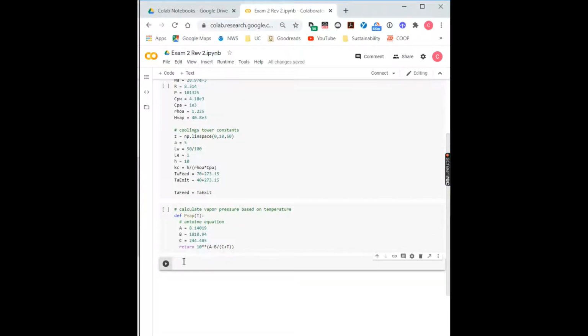Now that we have a formula for vapor pressure, we can define an equation to solve for the change in air temperature, change in water temperature, and mole fraction of the water through the column.